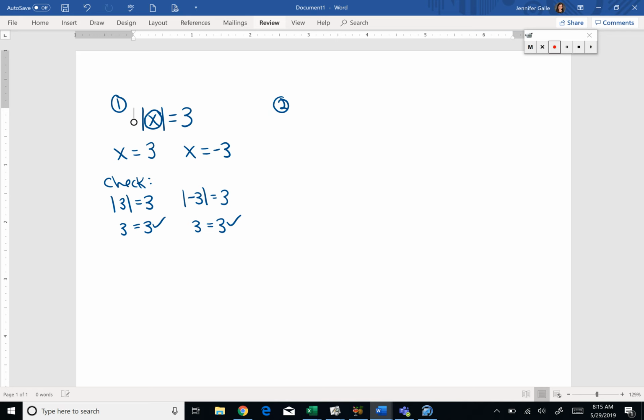Okay, let's take it up just a notch. Let's do the absolute value of x plus 4, and let's say that it equals 2. Absolute value of x plus 4 equals 2. Try it out, and then I will go through it with you. Do what you think, and then I will go through it.